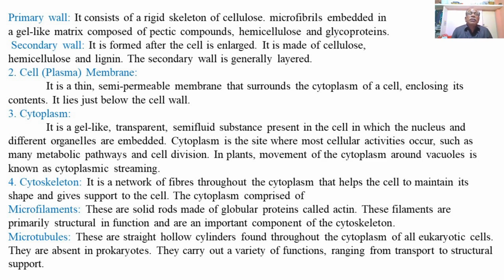Then the third component of the plant cell, that is cytoplasm. Cytoplasm is a gel-like, transparent, semi-fluid substance present in the cell in which the nucleus and different organelles are embedded. Cytoplasm is the site where most cellular activities occur, such as many metabolic pathways and cell division.